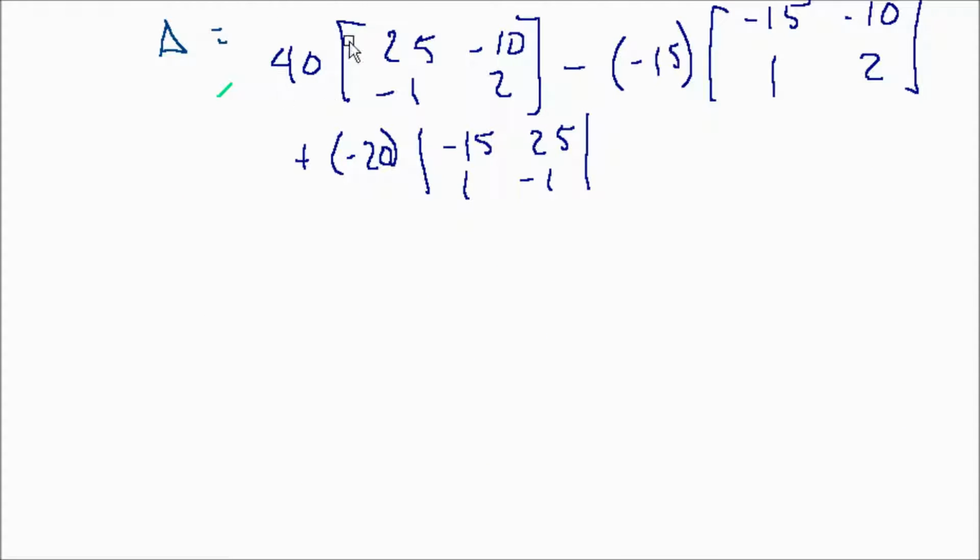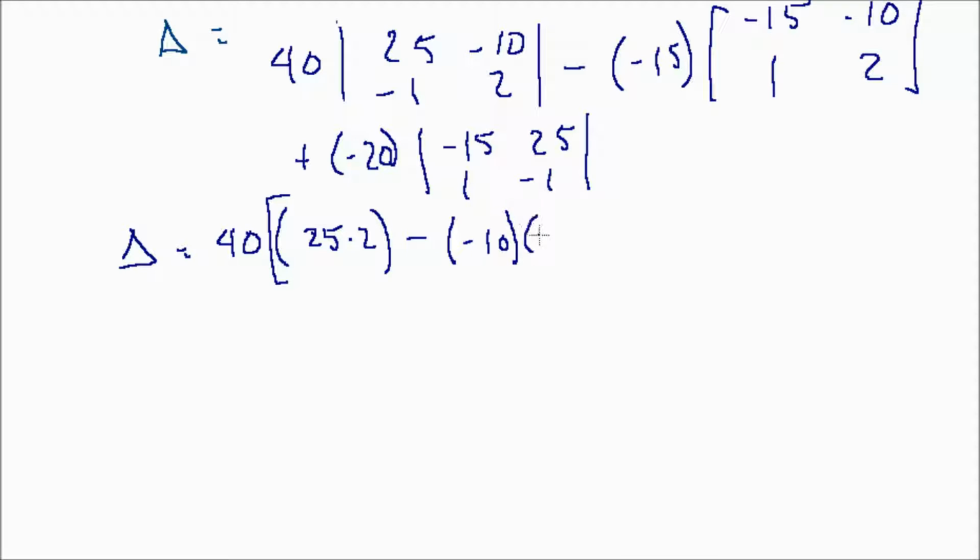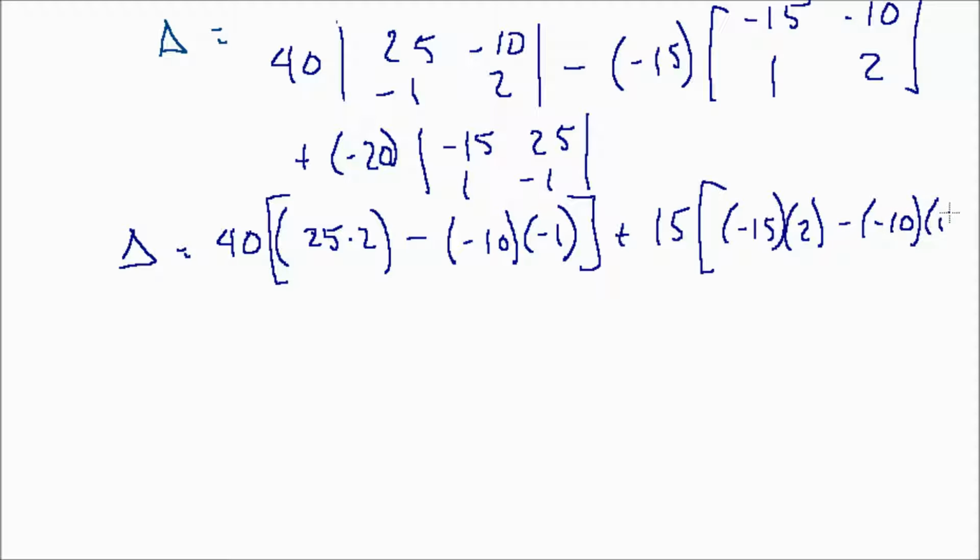Okay, so I'm going to clear these off here so we don't confuse them, these are arrays. Let's not confuse them with what they really are here. I got rid of that too. Alright, so delta now is equal to 40 times, let's use 25 times 2 minus negative 10 times negative 1. And we're going to say double negative that, 15 plus 15 times minus 15 times 2 minus negative 10 times 1.